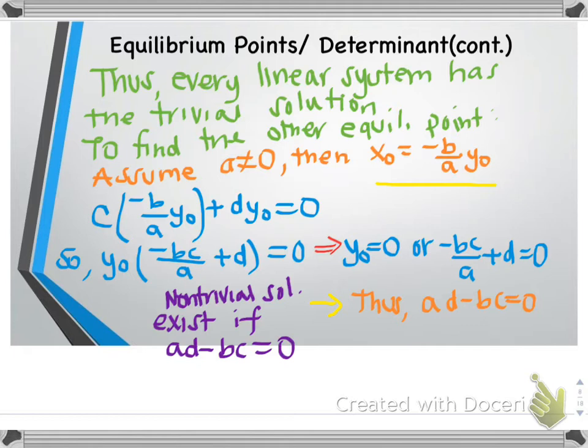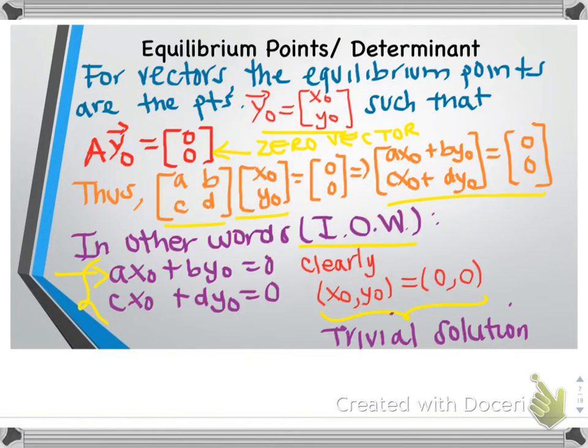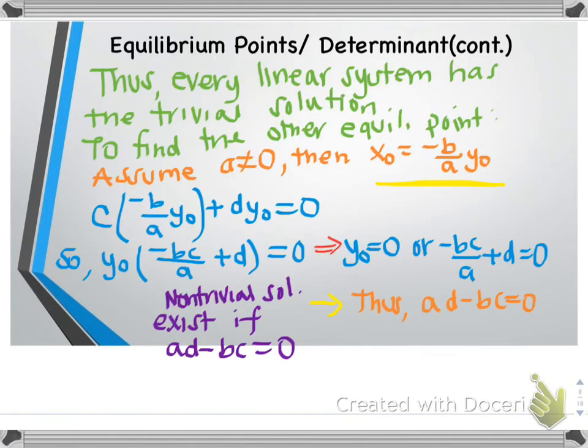You can check that and verify that. Now, to continue, we're going to take this x sub 0 and plug it into the second equation here, because there's an x sub 0 there, right? And that's where this equation comes from. So c times the quantity x sub 0, which is negative b over a times y sub 0, plus d times y sub 0 equals 0.